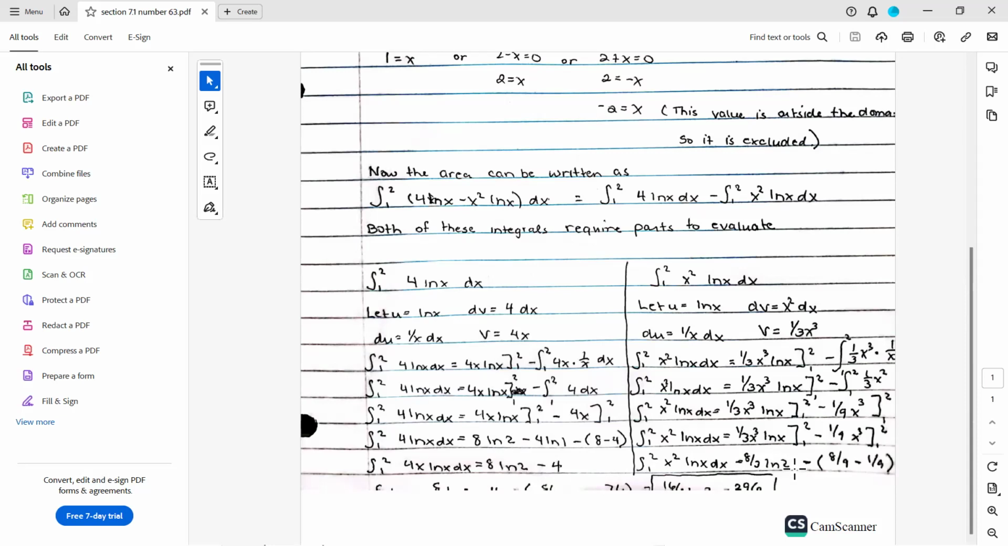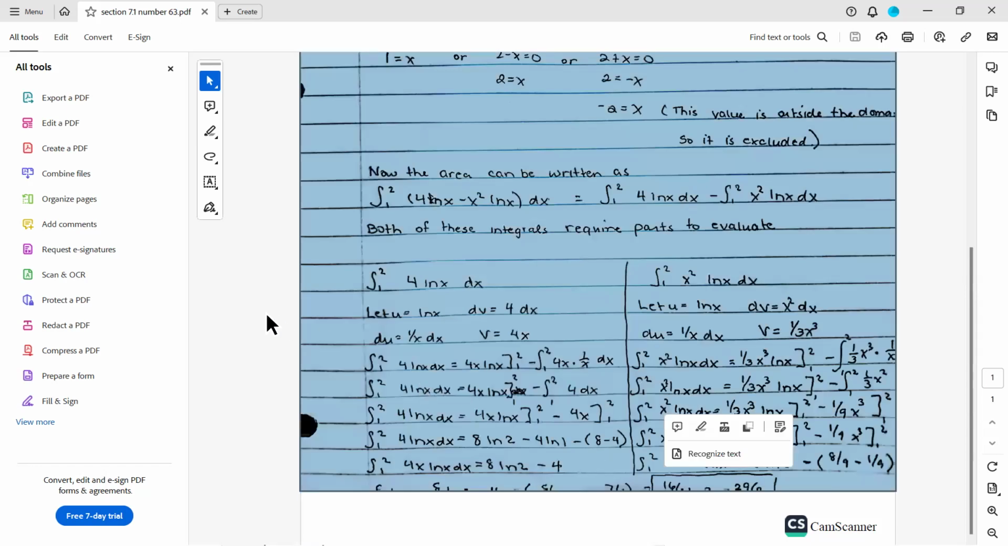Then you have negative 4 minus 7/9. So you have negative 4, and it's going to be negative 36/9. And then you have plus 7/9 because it's minus this. So it's 16/3 ln 2 minus 29/9.